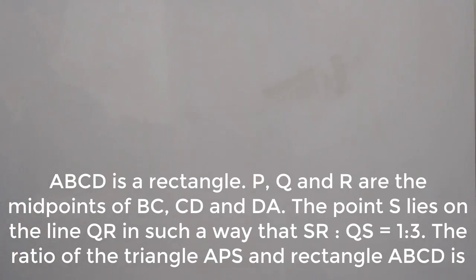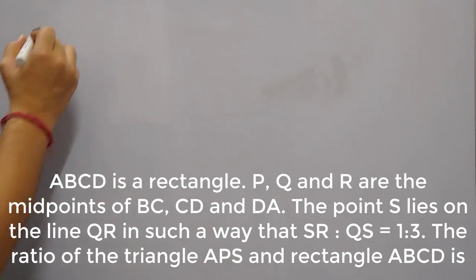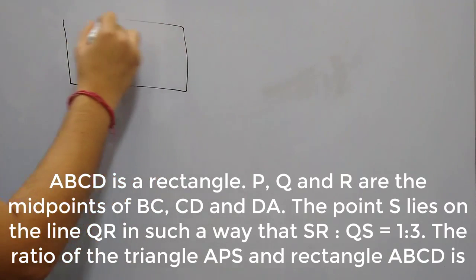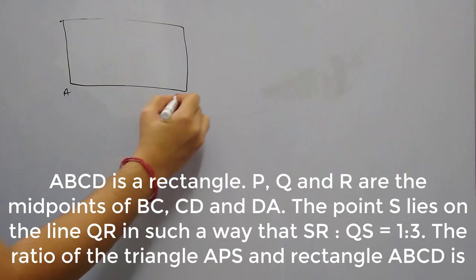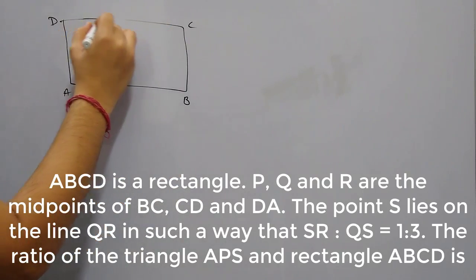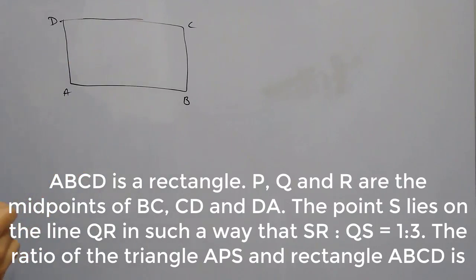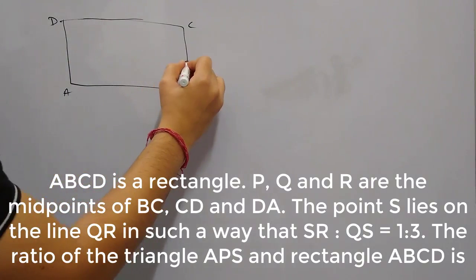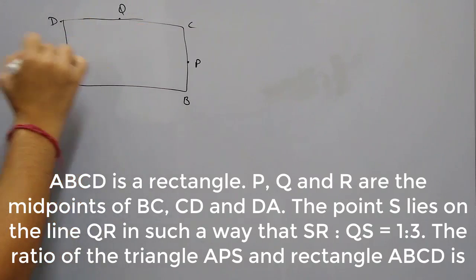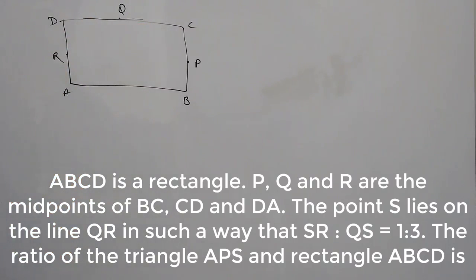ABCD is a rectangle. P, Q and R are the midpoints of BC, CD and DA. So we have a rectangle. Let's say A, B, C and D. And P, Q, R are the midpoints. P is the midpoint of BC, and Q and R. We have these three midpoints.